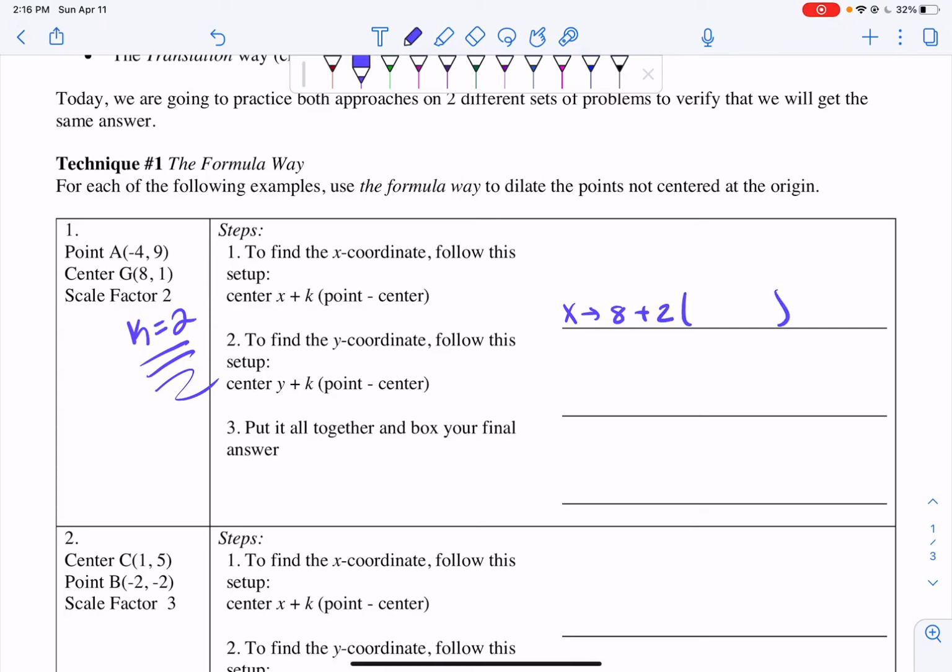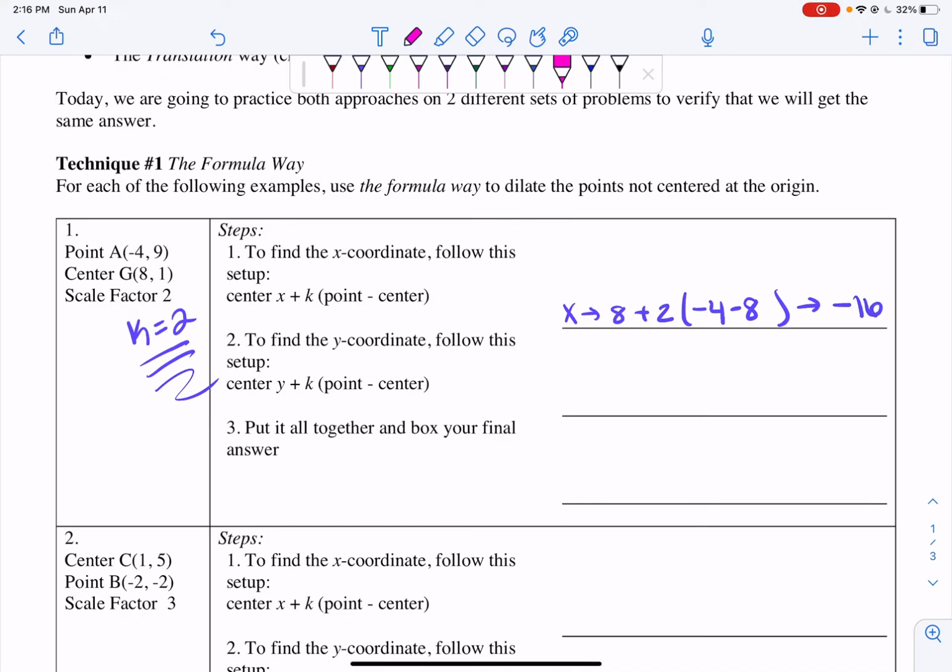And now we're going to do point minus center with our x values. So our x value at our point is -4. Our center is 8. So we're going to do -4 minus 8. We're going to type that into our handy dandy calculator. And we get -16. So that's the x value of our dilated point.